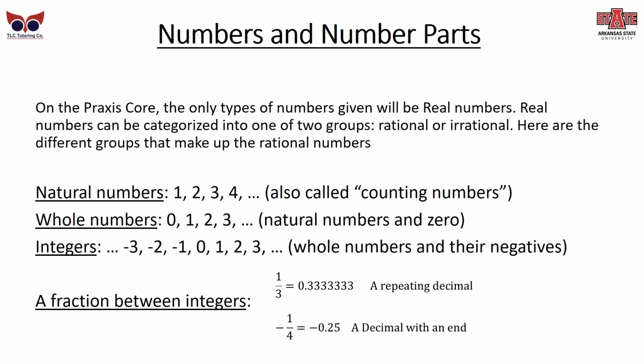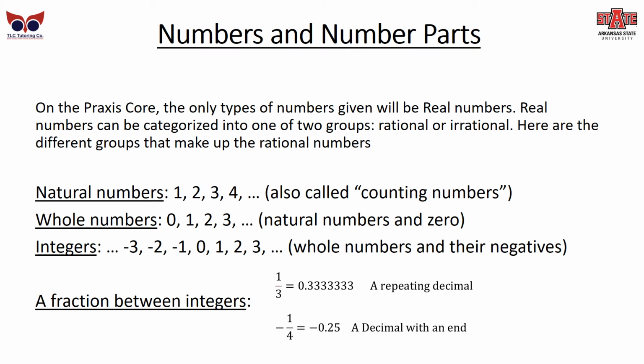To begin with, we start with numbers and number parts. On the Praxis, the only types of numbers will be real numbers. Real numbers can be categorized into one of two groups, rational or irrational. So here's the different groups that make up rational numbers. You have the natural numbers, 1, 2, 3, 4, also called the counting numbers.